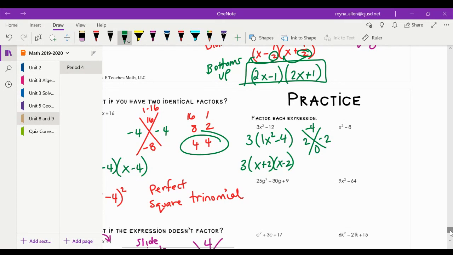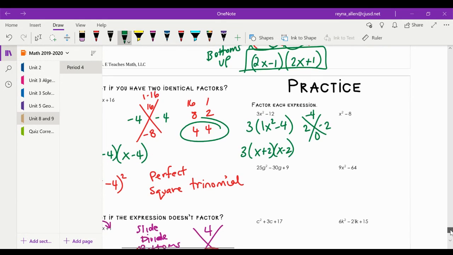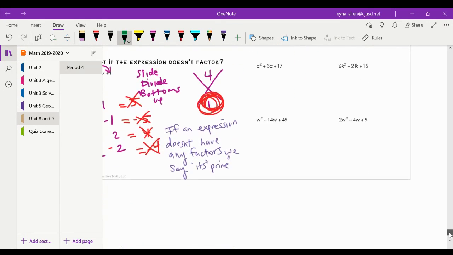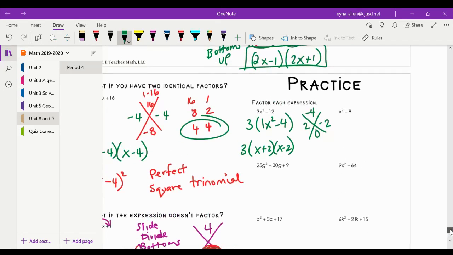So these are in your math notebook if you want to have some extra practice. If not, go ahead and go on to Khan Academy and try 2 assignments.